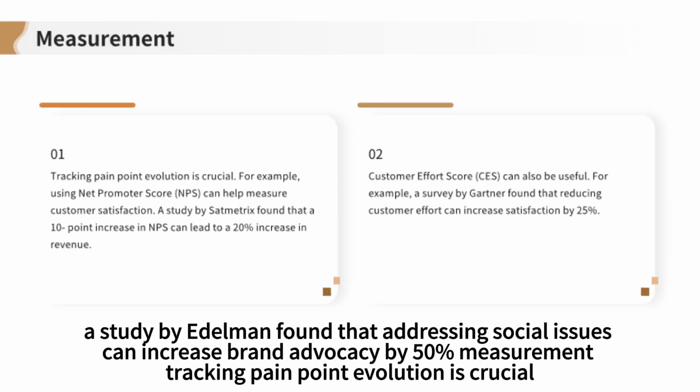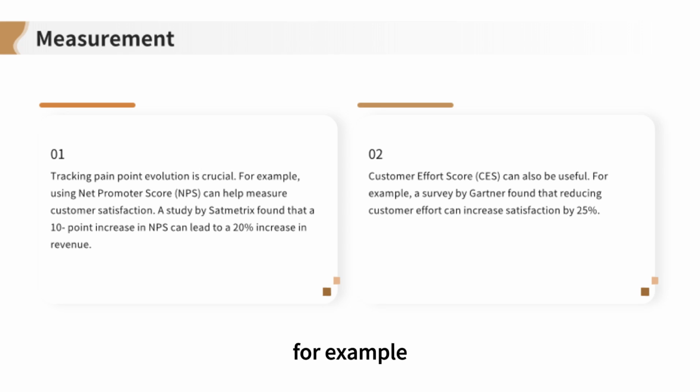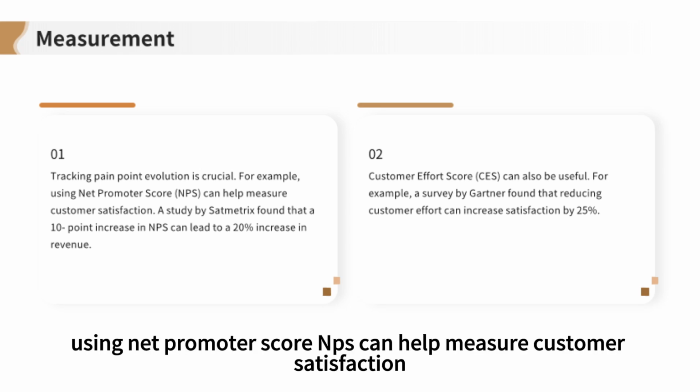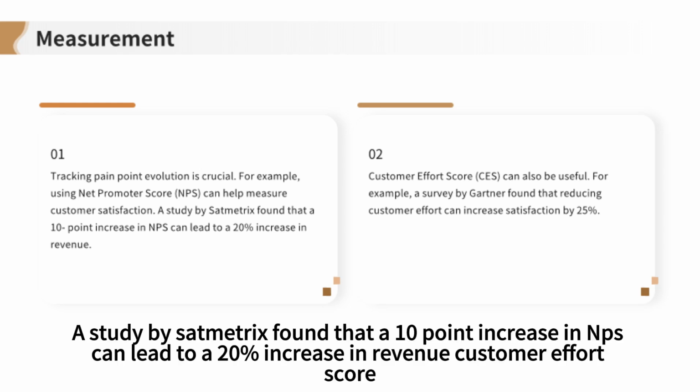Measurement. Tracking pain point evolution is crucial. For example, using Net Promoter Score, NPS, can help measure customer satisfaction. A study by Satmetrix found that a 10-point increase in NPS can lead to a 20% increase in revenue.